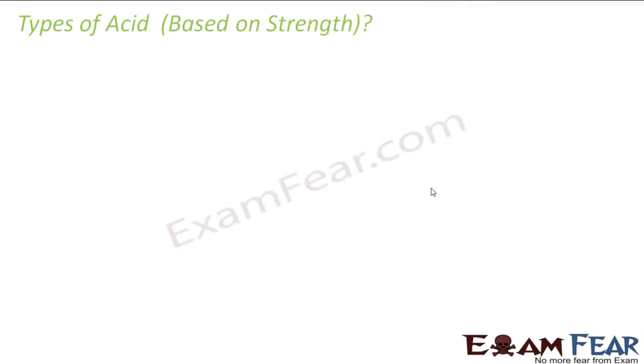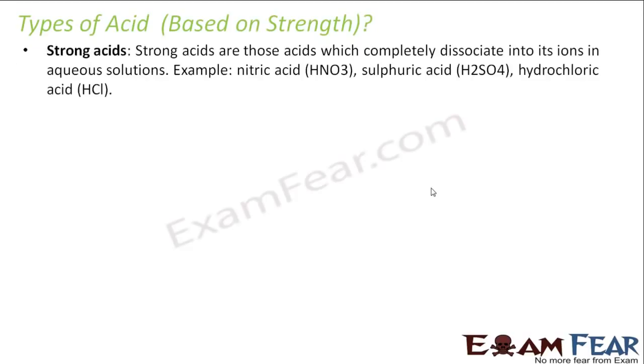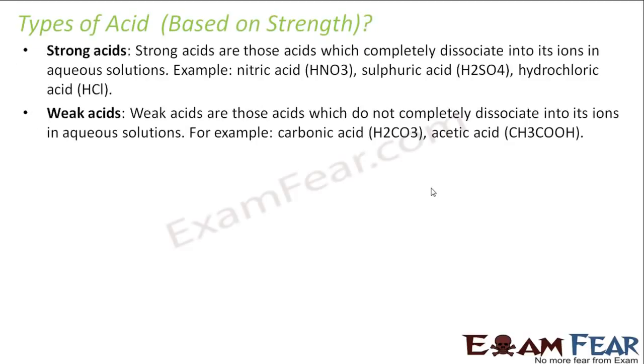Let's discuss types of acids based on the strength. Based on strength, we have strong acids and weak acids. Strong acids are those acids which completely dissociate into ions in aqueous solution. Weak acids do not completely dissociate into ions in the aqueous solution. Strong acids are, for example, nitric acid, sulfuric acid, and hydrochloric acid. The weak acids are carbonic acid and acetic acid. So I have strong acids and I have weak acids.